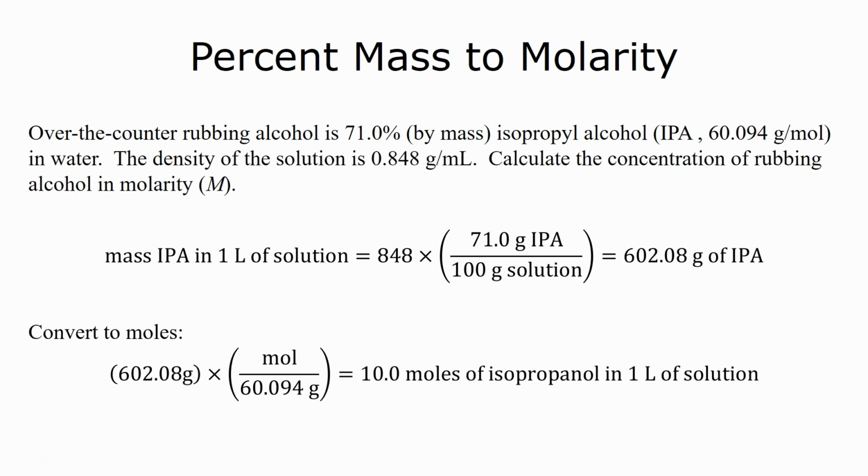So, using the molar mass of isopropanol, we're going to divide the mass by the molar mass, and this tells us we have 10 moles of isopropanol in 1 liter of solution. Well, what's molarity but moles per liter? So we have 10.0 molar.